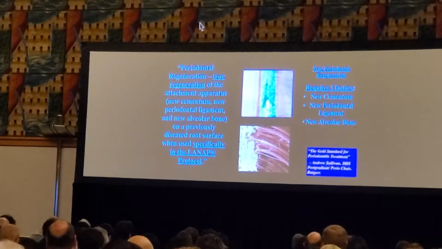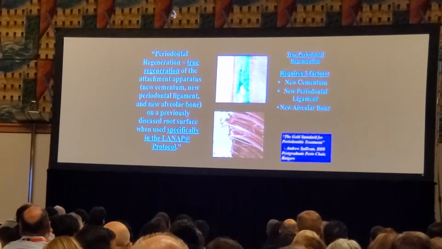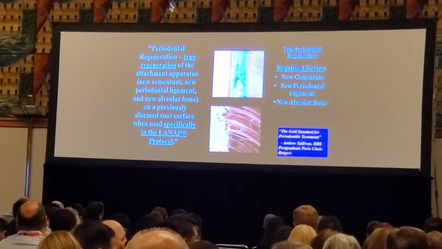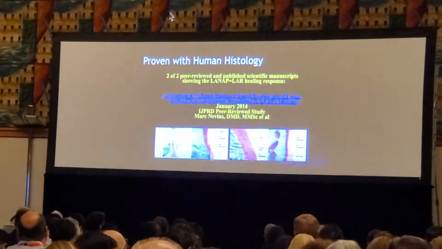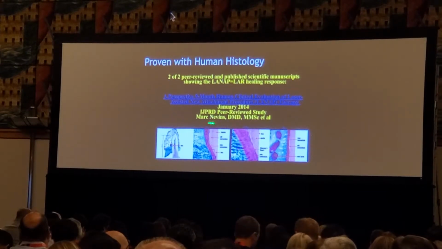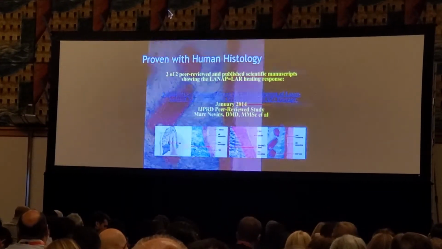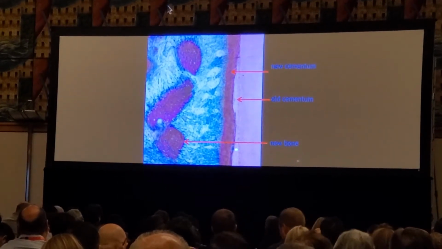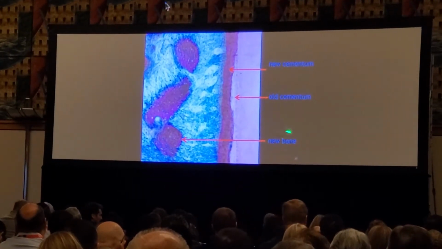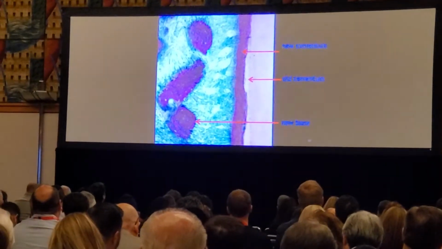Regeneration, we know it means new cementum, ligament, and new bone. And we know that we can find this in the LANAP protocol as well. Dr. Romanos did a great job showcasing this particular research by Mark Nevins that came out 5 years ago. And again, in a blown up, magnified view of the histology, again, new cementum, where there was old on a previously diseased root surface and new bone.